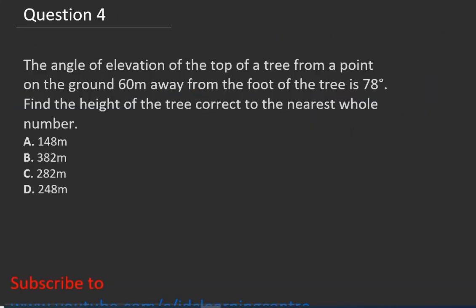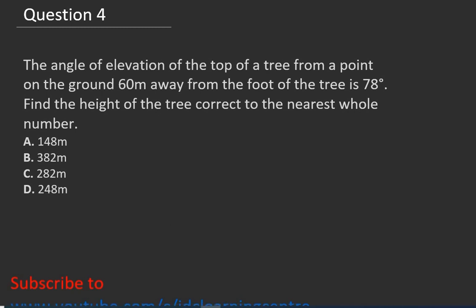Question 4. The angle of elevation of the top of a tree from a point on the ground 60 meters away from the foot of the tree is 78 degrees. Find the height of the tree correct to the nearest whole number.